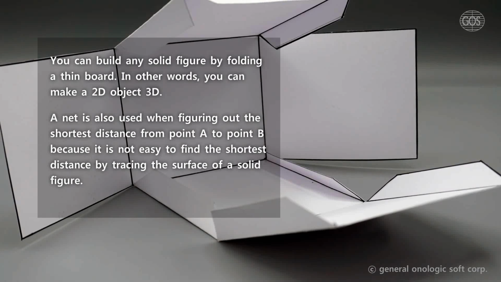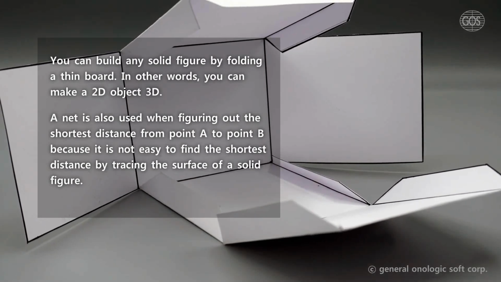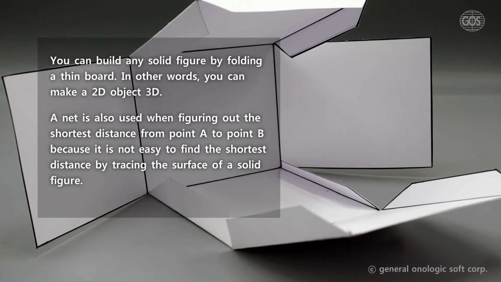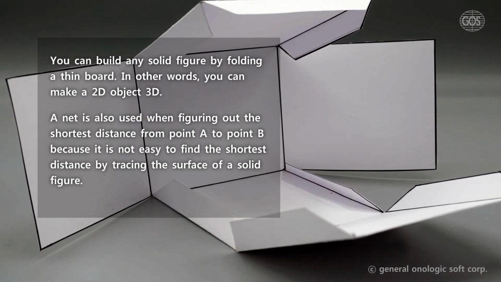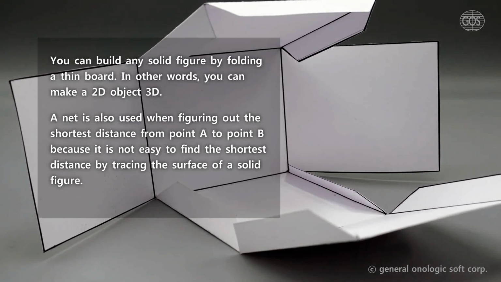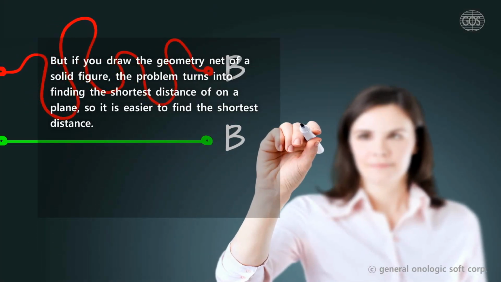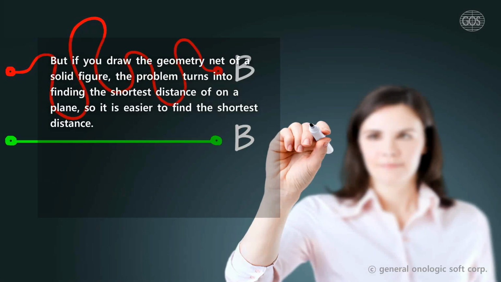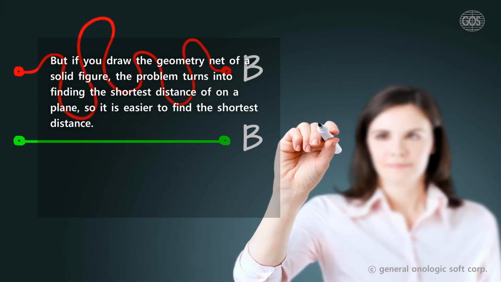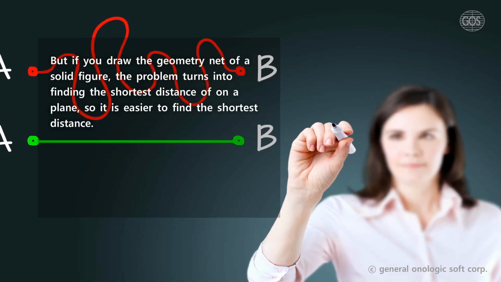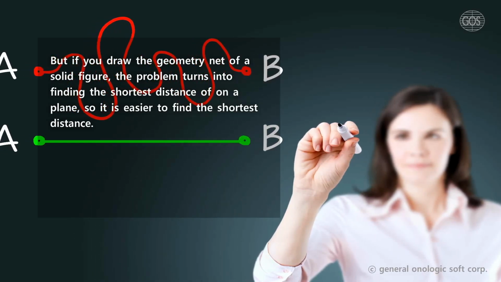A net is also used when figuring out the shortest distance from point A to point B because it is not easy to find the shortest distance by tracing the surface of a solid figure. But if you draw the geometry net of a solid figure, the problem turns into finding the shortest distance upon a plane, so it is easier to find the shortest distance.